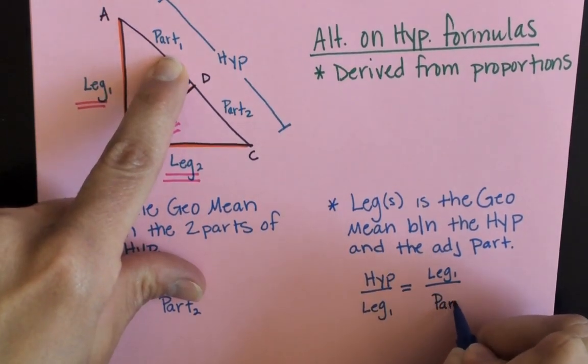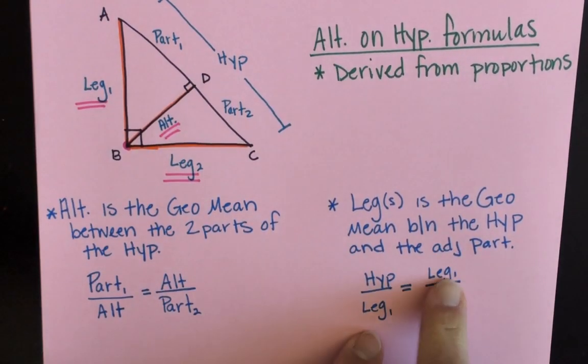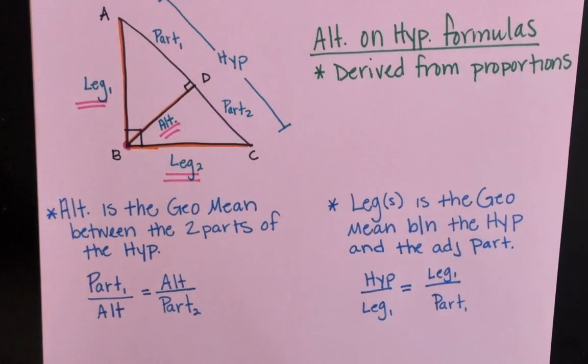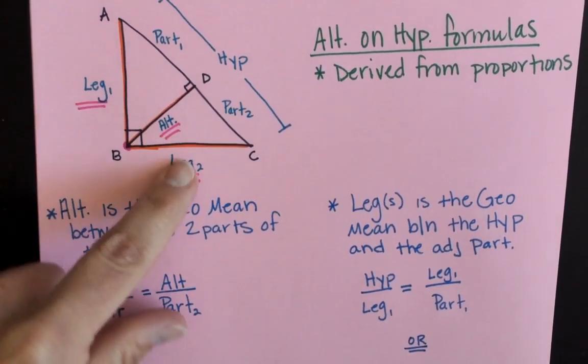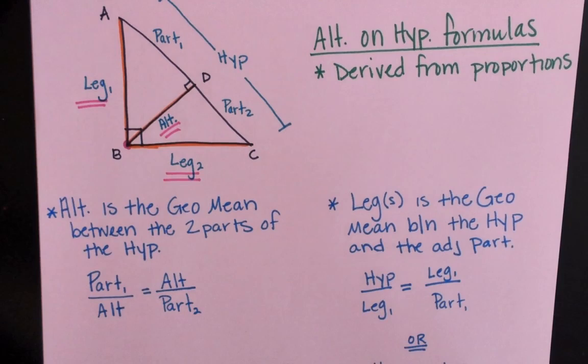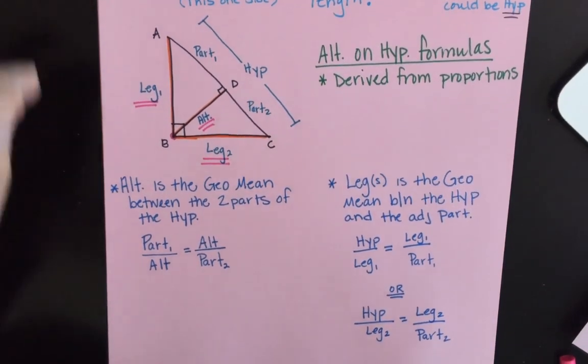So that's also why sometimes looking at it this way, you can see leg 1, part 1 all goes right here. Which does mean, because it's the same thing, just on the other side, our hypotenuse, leg 2, part 2. It's the exact same formula, just on the other side.